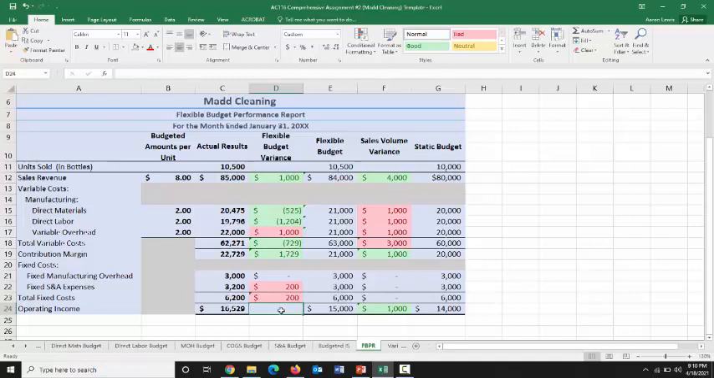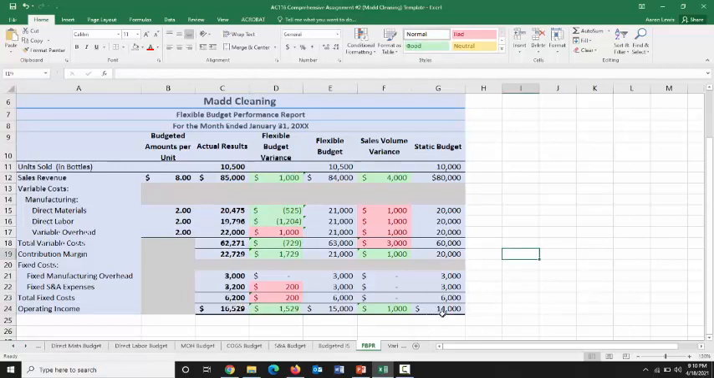And then bottom line, our operating income was actually $16,529. Flex budget column says we should have had operating income of $15,000, which means our operating income was $1,529 more than we should have experienced, given again our actual level of sales and our budgeted amounts per unit. So that is a very favorable variance.